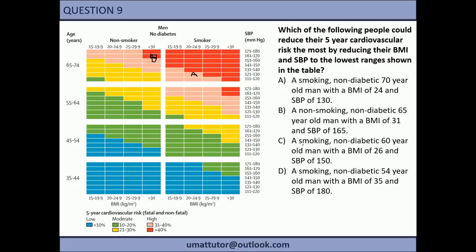C, smoker, right hand side, 60 years old, this square here. BMI 26, blood pressure 150. So we're looking now at that square there. So I'm just going to put a C in there.